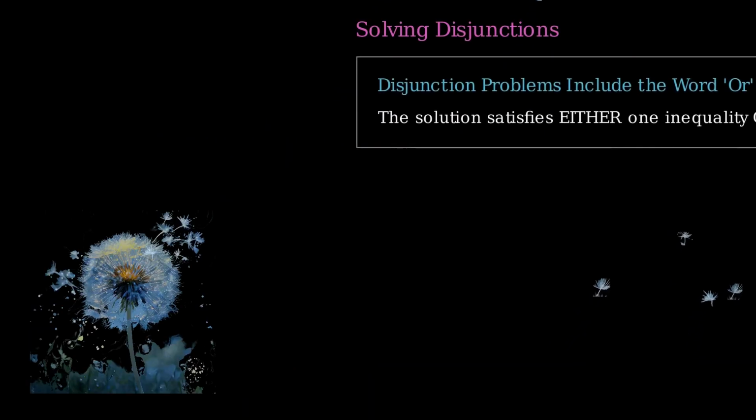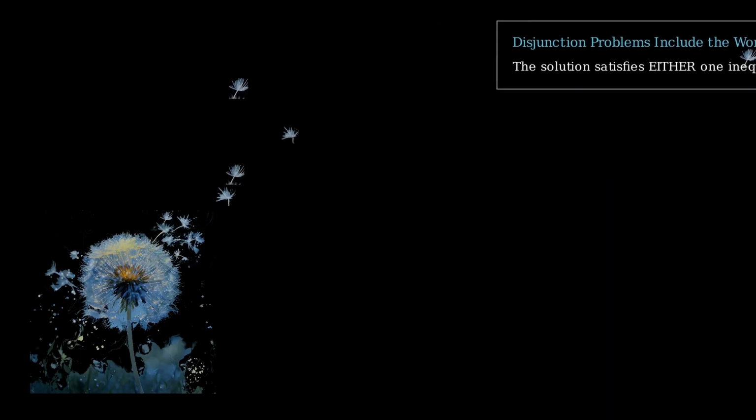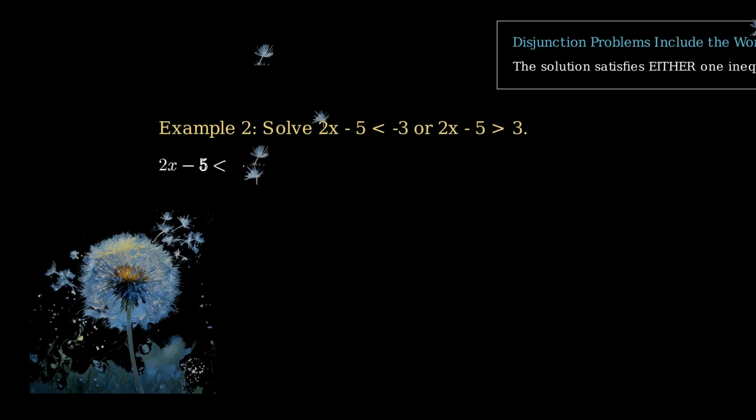Now let's talk about solving disjunctions. Disjunction problems always include the word or. The solution to a disjunction is all the numbers that satisfy either one inequality or the other. Let's look at example 2.